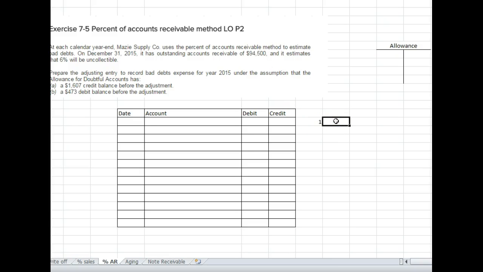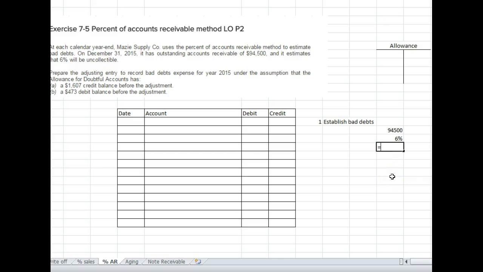So you're going to establish bad debts, number 1. So let's do that. Each year they have the percent of accounts receivable method. And this year it was decided that they have outstanding accounts of 94,000. So let's get that number out here so we can see it. So they have 94,000, and 6% of that will be uncollectible.